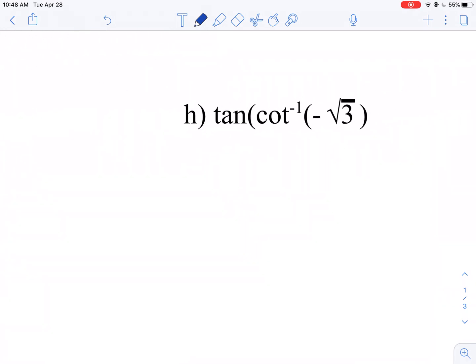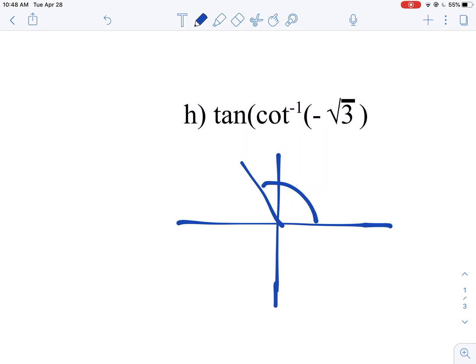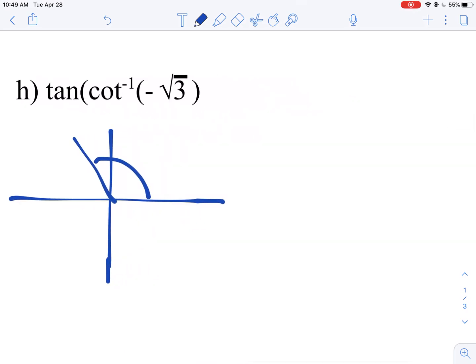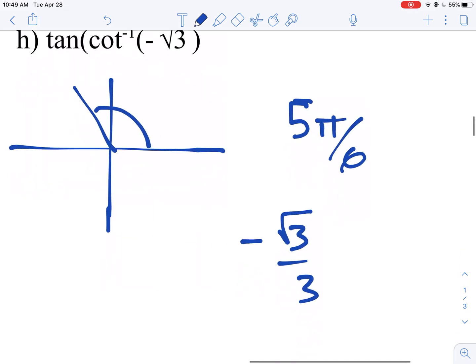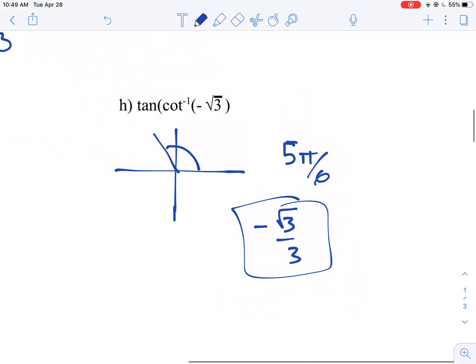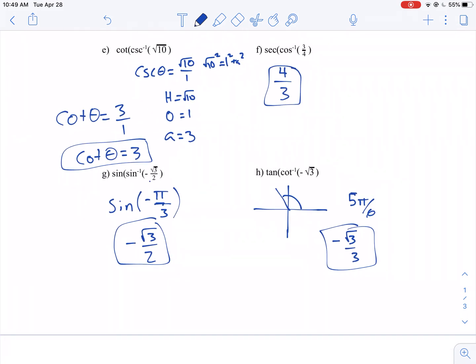When I do the tangent of the inverse cotangent of negative root 3, this one is a little bit more complicated in the fact that this falls in quadrant 2. So this is where that cotangent angle would have to fall. When I'm looking at the angle that has a cotangent of root 3, I'm talking about my pi over 6 value. So this is 5 pi over 6. And then I want the tangent of 5 pi over 6. Well, this is going to be negative root 3 over 3. And that's my final answer. It's still going to be negative. Works out fairly well for me. I'm very happy with that answer.